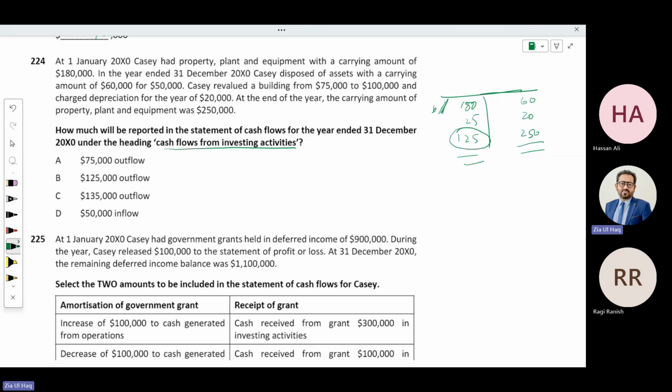What have they asked? They haven't asked what is added to property, plant and equipment. They are asking about cash flow from investing activities. So purchase of PPE, that is 125 negative, and sale of PPE, you got cash of 50.